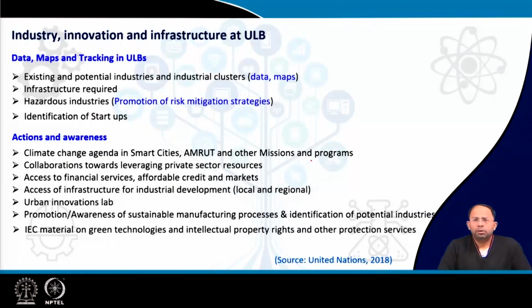So what can the ULB do in regards to this particular sustainable development goal? We can have data and maps on existing and potential industries and industrial clusters, where we can set up new industry, and what sort of new industries could be brought into an urban area. This will help us identify which industries we should target, which industrial groups can be approached to set up certain industries in certain urban areas, and what sort of supporting infrastructure is required so that these industries could be set up.